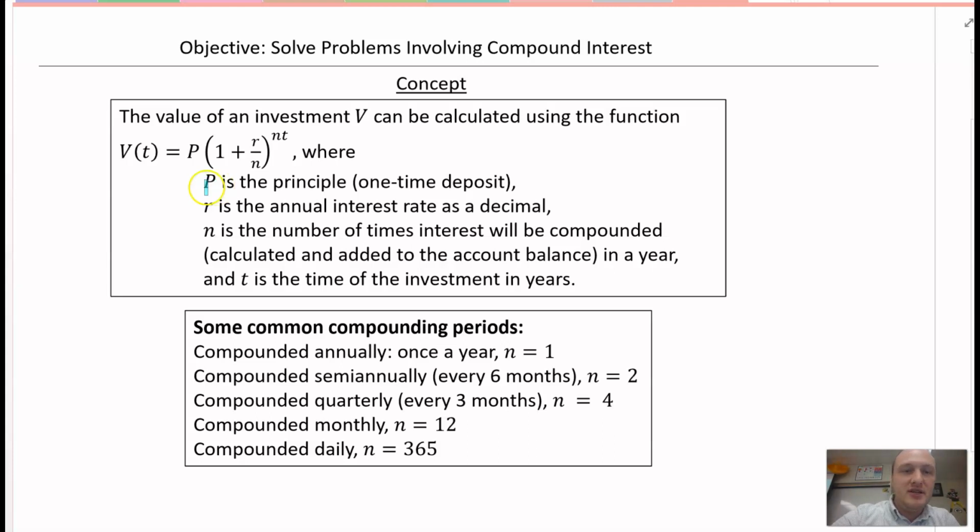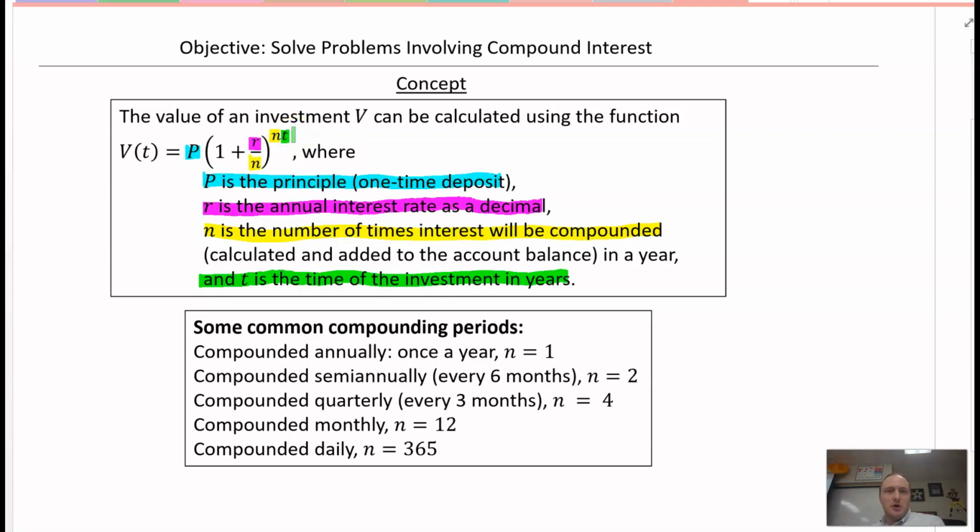P is your principal amount, your one-time deposit. R is your annual interest rate, so whatever the rate of the account is. The higher, the better. N is the number of times the account is compounded, and we'll talk about different types of compounding in a second. We divide that by n and also multiply that times t, which is the time that the account is accruing interest.